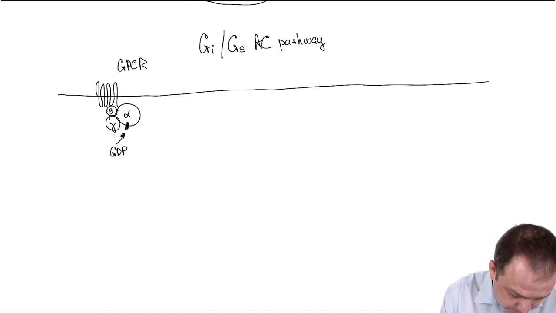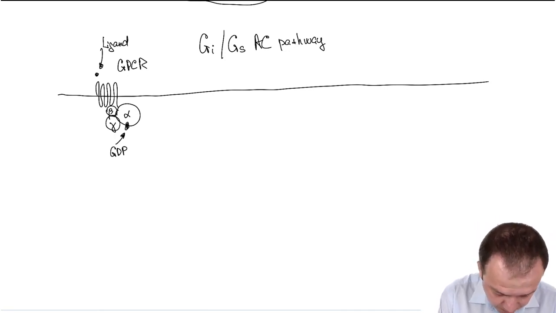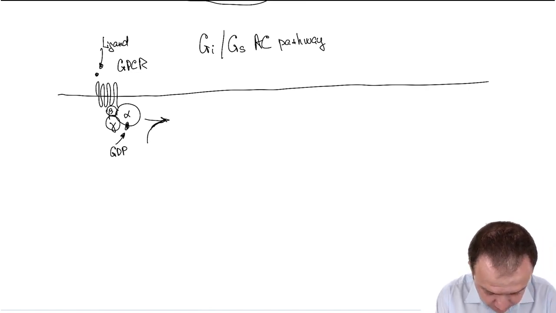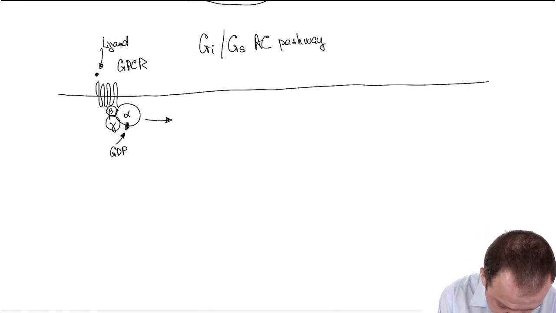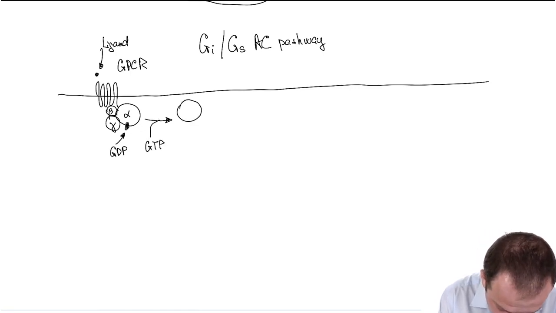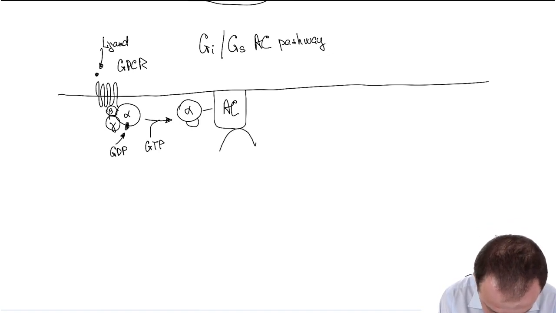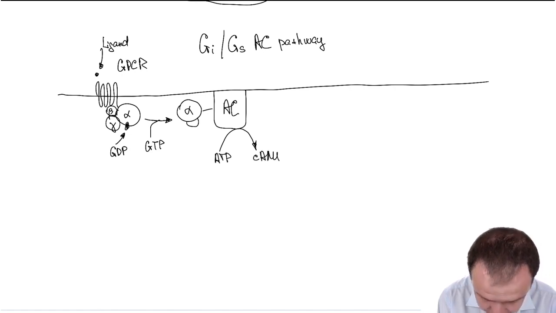As we have binding of a ligand with the GPCR receptor, we have the attachment of the alpha subunit and substitution of GDP to GTP, and the activated alpha subunit activates adenylate cyclase. This adenylate cyclase is responsible for conversion of ATP to cyclic adenosine monophosphate, and cAMP can activate different protein kinases.